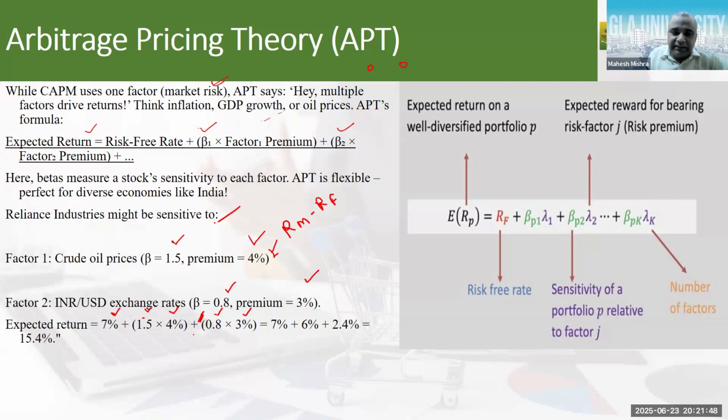Sir, risk-free plus 6%. You know how the 6% came? Sir, 1.5 beta multiplied by 4. Okay.